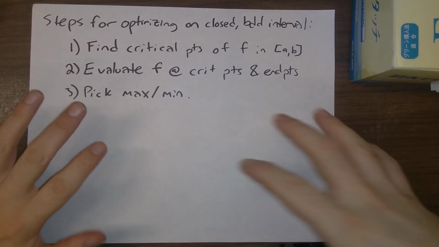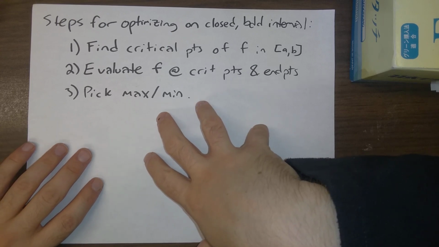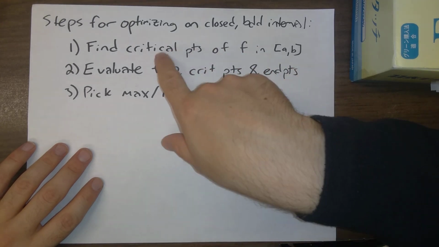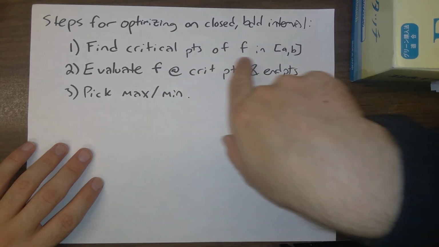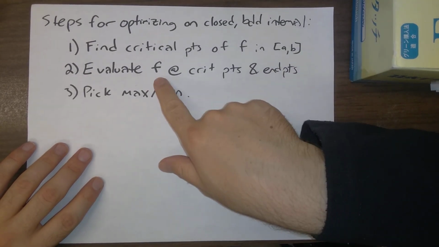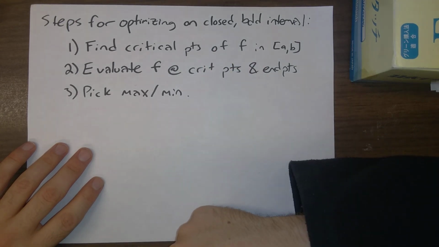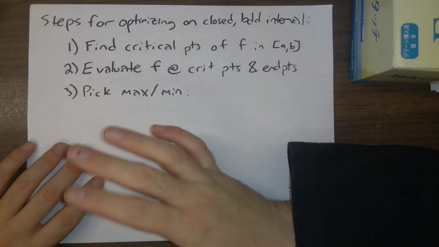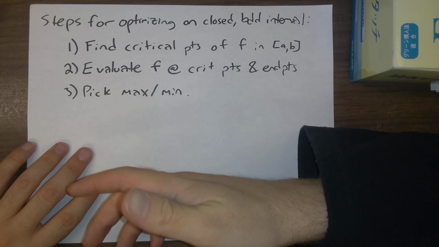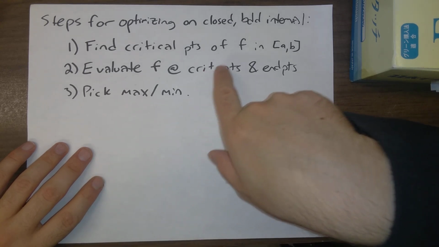So just as a reminder of how we carry out optimization, if we have a continuous function and we want to optimize in a closed bounded interval, we find the critical points of the function that lie in the interval, and then you evaluate f at the critical points and at the endpoints, and then you're able to pick the maximum and the minimum. So we know our theorem guarantees that a continuous function on a closed bounded interval is guaranteed to have both a min and a max, and the only places that the min and the max can occur are the critical points and the endpoints.